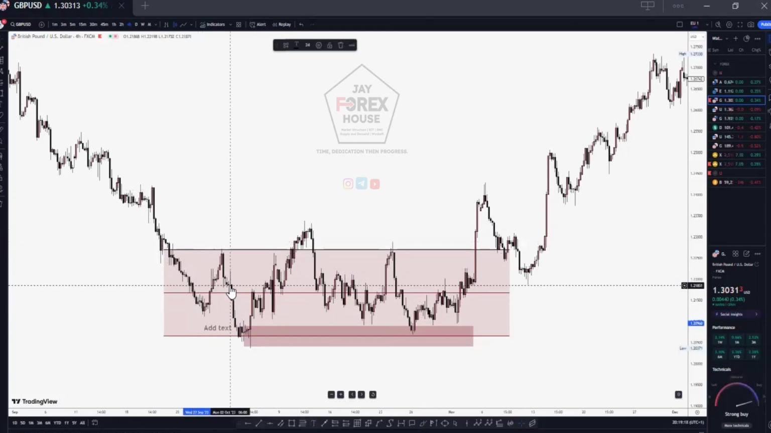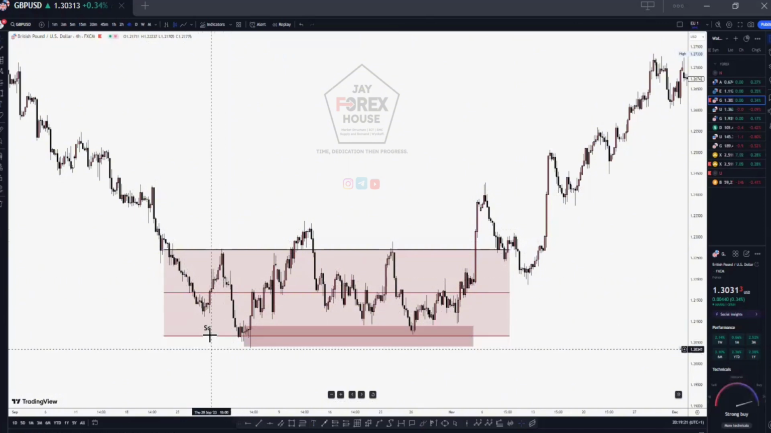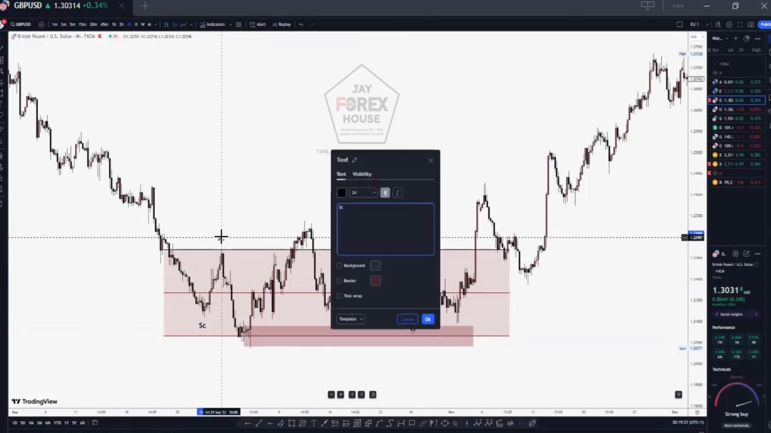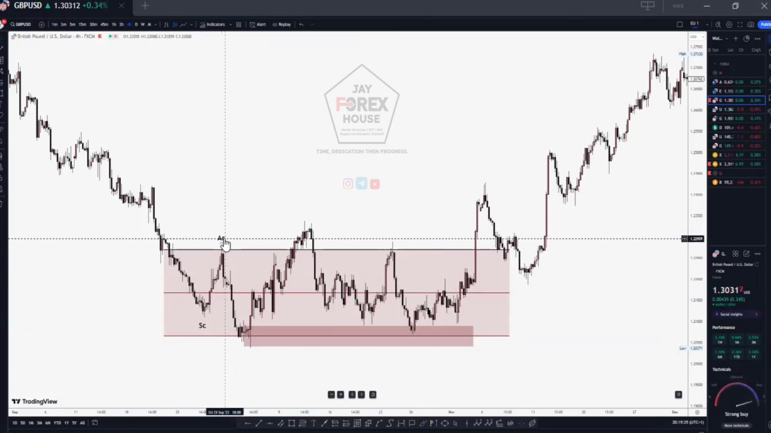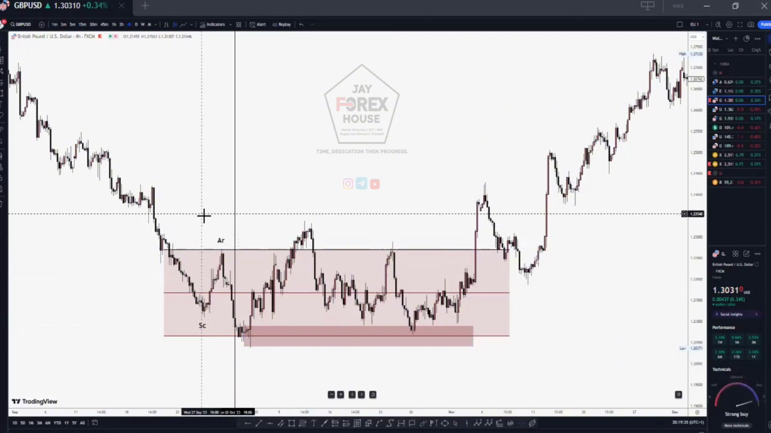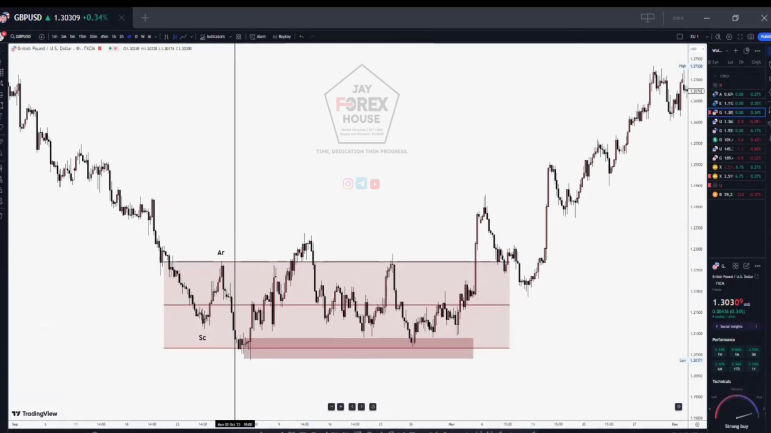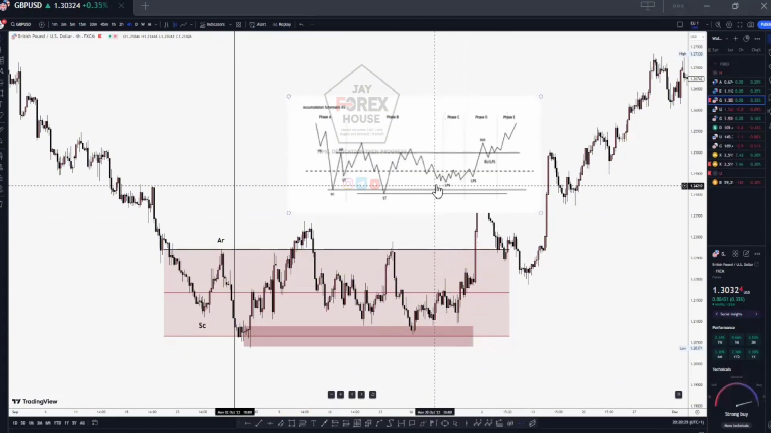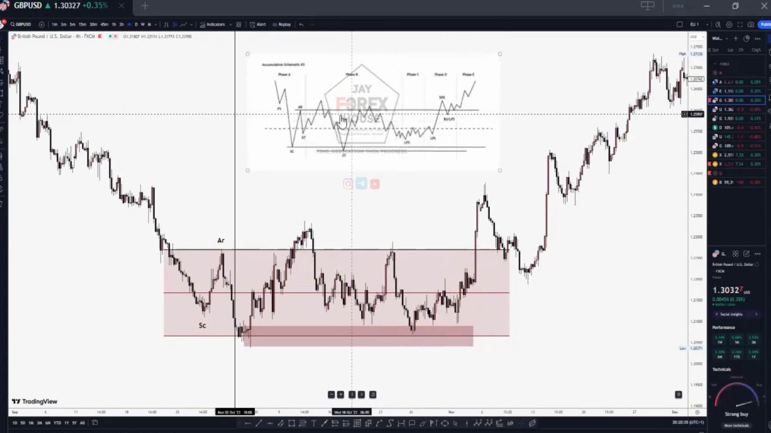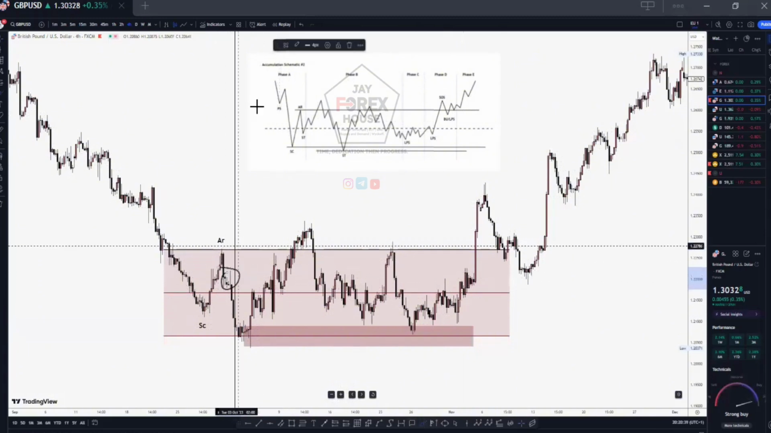So this is the selling climax. AR, testing of a resistance level, which also marks phase A, if I'm not mistaken. Let me see if I can get the diagram on the screen. All right, so we got the diagram. As you can see, this is phase A. We can also identify this as a secondary test, but I won't be doing that. There's no need for that.